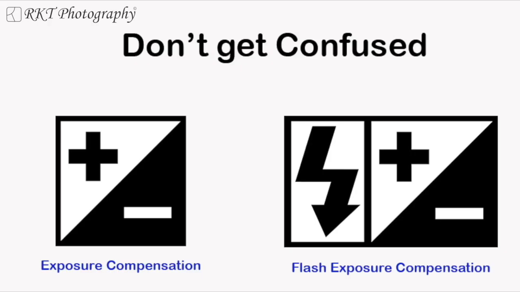Don't get confused with these two symbols of exposure compensation. One symbol here you see is basically for getting the correct exposure in the camera, and the second symbol is majorly used when you are using any kind of external lighting, wherein you have to manipulate your flash exposure. So this symbol is majorly for increasing and decreasing the flash exposure compensation.